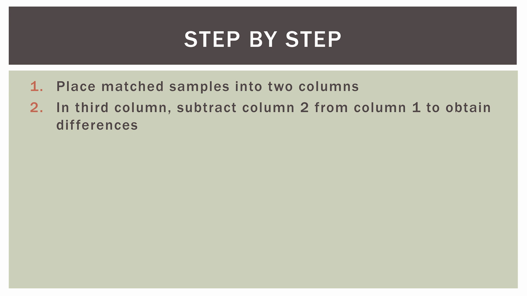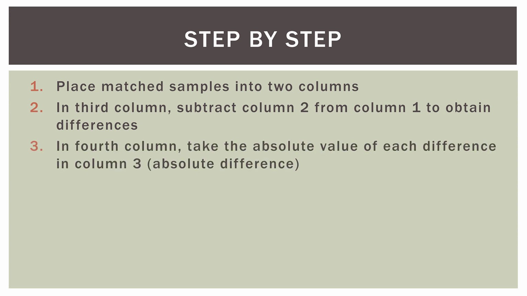So how does this work step by step? Number 1, we place our matched samples into 2 columns. Number 2, in a third column, we subtract column 2 from column 1 to obtain differences, so the difference between the 2 columns with the 2 measurements. 3, in a fourth column, take the absolute value of each difference in column 3. This is called the absolute difference.